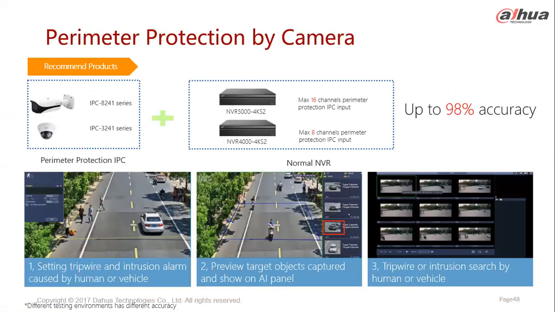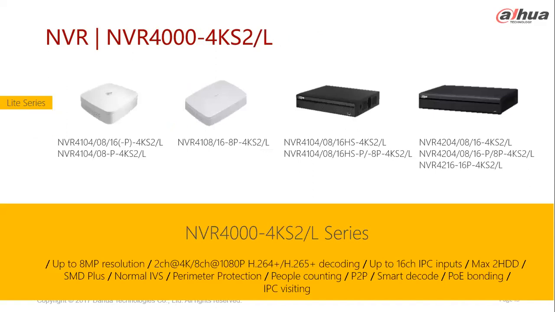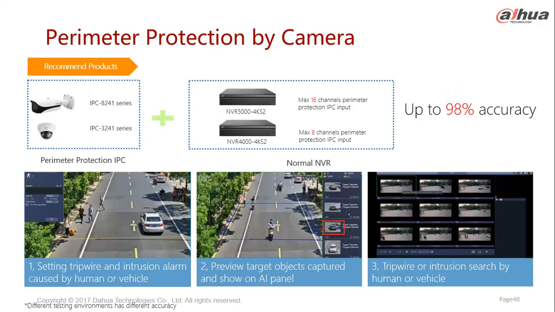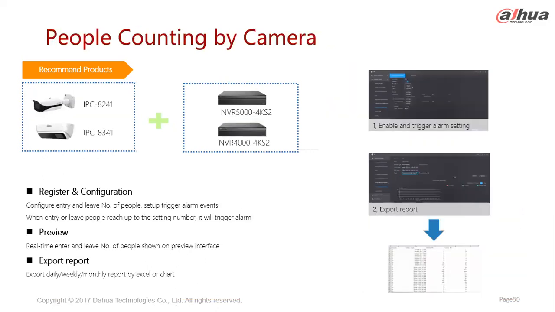I'll just skip this one. For perimeter protection scenario installation by a camera, you have a camera that can support perimeter protection and a normal NVR, like NVR 4, 4K S2. You can achieve a 90% accuracy on the same. If you want to do perimeter protection, you can see which products to implement. Then thermal cameras. Later there's a topic about thermal cameras.